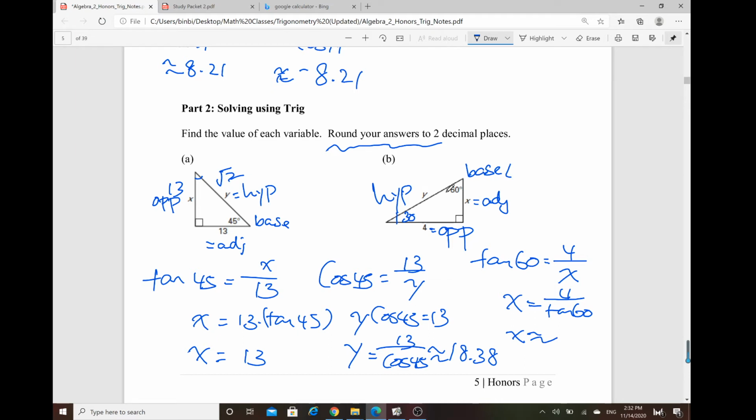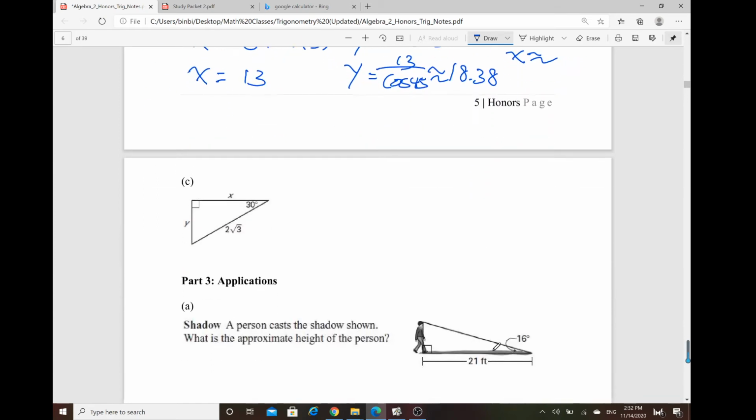And then for y, so for this one, it's the hypotenuse. So that means we're using opposite over hypotenuse. So the ratio for opposite over hypotenuse, then that'll be considered sine. So sine of 60 degrees, so it's 4 over y. And then y equals 4 divided by sine of 60 degrees. Again, you just want to approximate that on the calculator. Okay, so now let's see what else that we have for C.